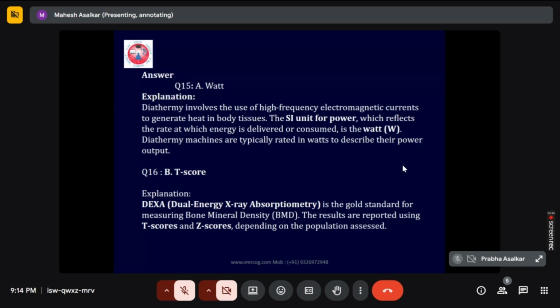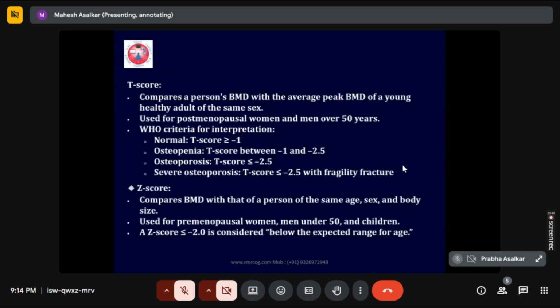So DEXA, dual energy X-ray absorptiometry, is the gold standard for measuring bone mineral density. The results are reported using T scores and Z scores depending upon the population assessed. T score compares a person's BMD with the average peak BMD of a young, healthy adult of the same sex. It is used for postmenopausal women and men over 50 years.